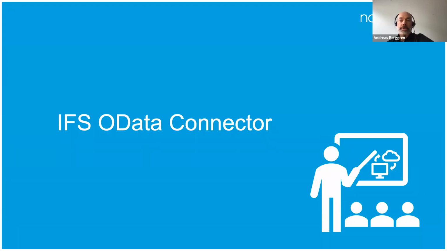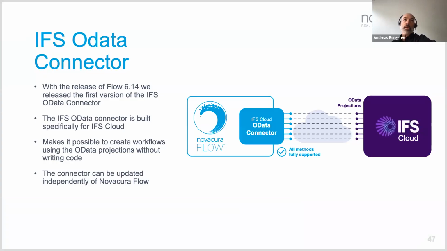IFS OData connector. With the release of Flow 6.14, we released the first version of the IFS OData connector. The IFS OData connector is built specifically for IFS Cloud, and it makes it possible to create workflows using OData pre-actions without even writing code. And this is the same as for the connector service: the connector can be updated independently of Novacura Flow.